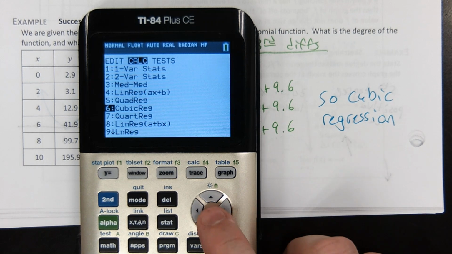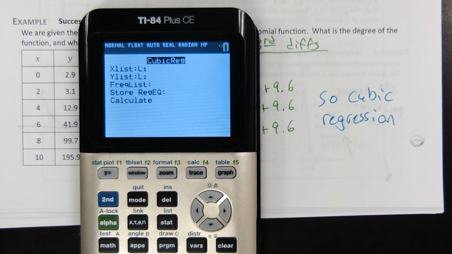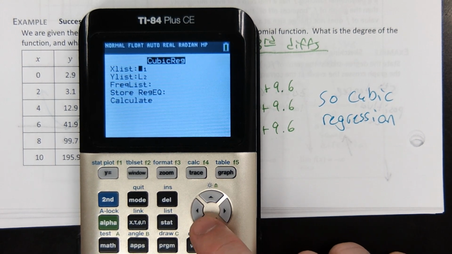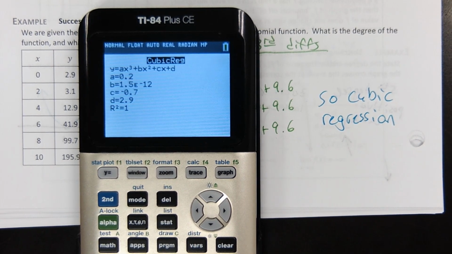And then it goes to quart regression, which is fourth degree, and then it starts doing stuff that we'll be doing at later points in time. So I say yes, cubic regression. I'm not going to do anything with it, so you guys don't have to have this equation right now. And I'm just going to hit calculate, and it gives me the equation.